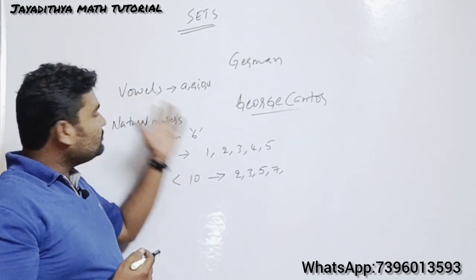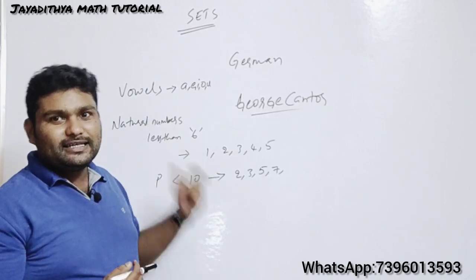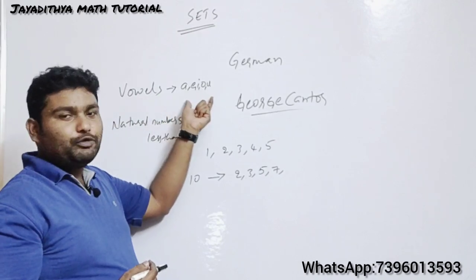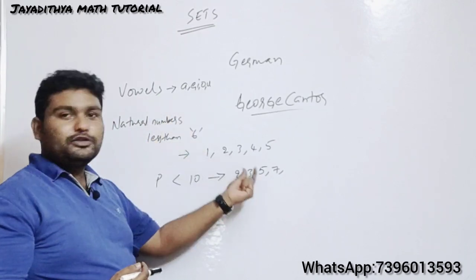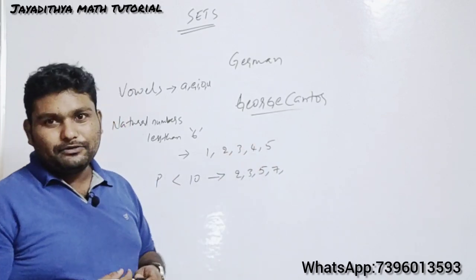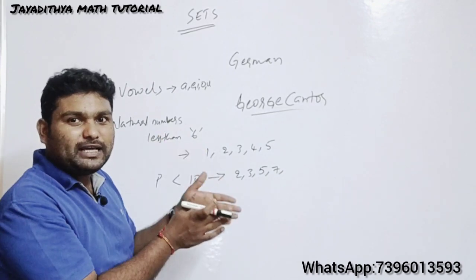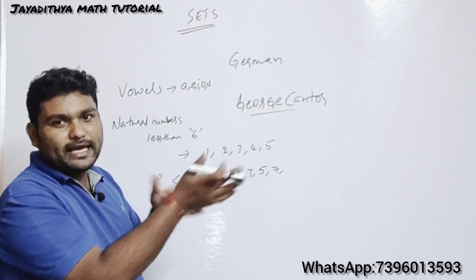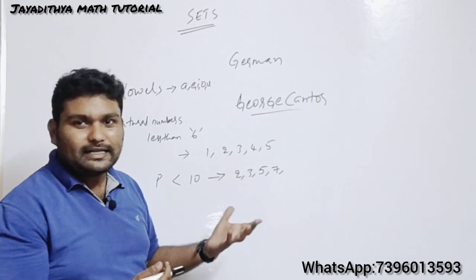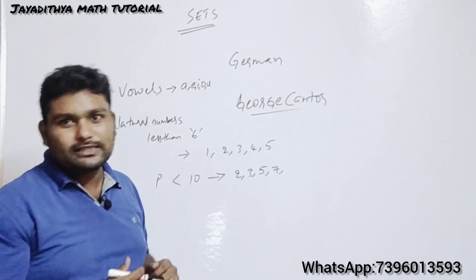If you observe these collections, you can easily find a common property involved in everything. Whenever you talk about vowels, you are talking about A, E, I, O, U. Natural numbers less than 6 means 1, 2, 3, 4, 5. Prime numbers less than 10 means 2, 3, 5, 7. Whenever you give a condition here, you have specific values for it. You will have a particular answer for that, and no one says it is false.